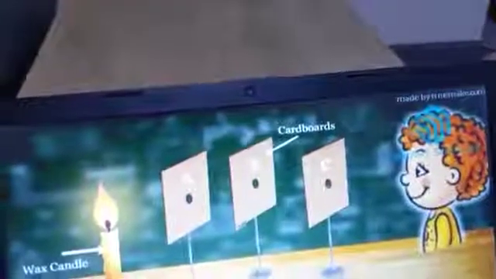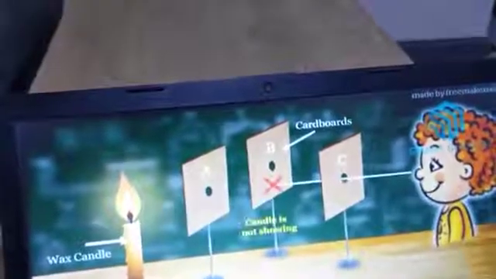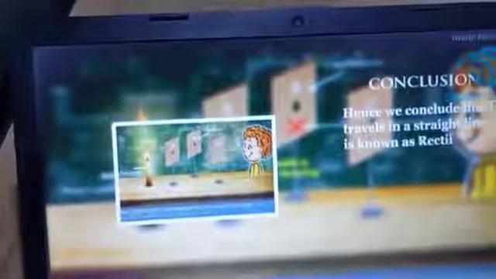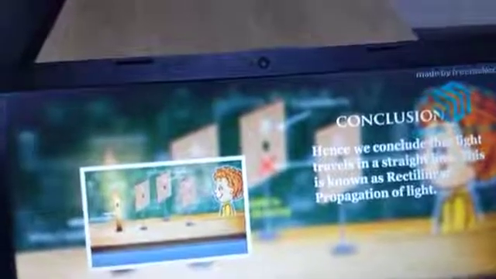Let's displace one of the cardboards and try to see the flame through the hole of the cardboard. See, now it is displaced. Now you cannot see the image because light is traveling in a straight line. As a result, we cannot see when one of the cardboards is displaced.